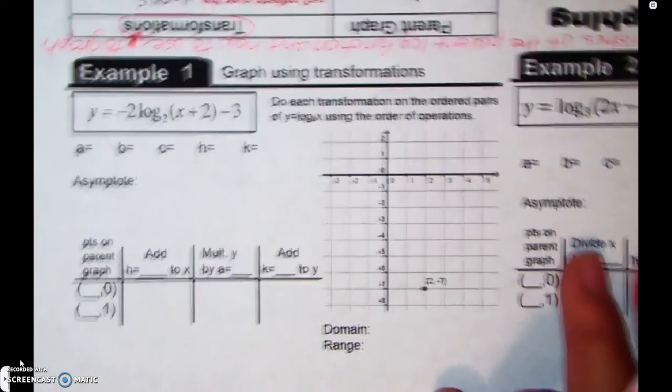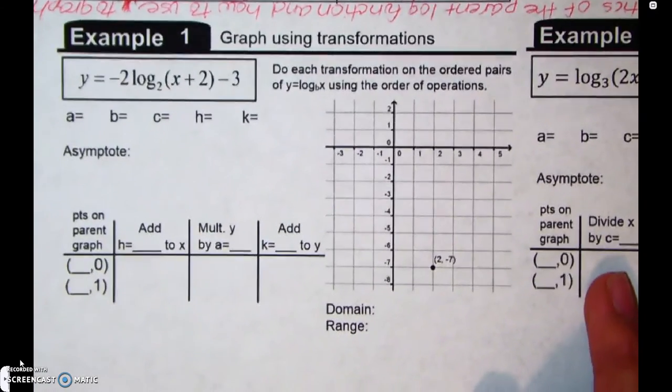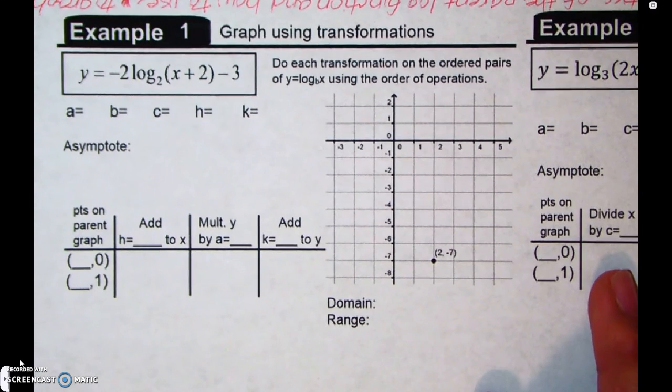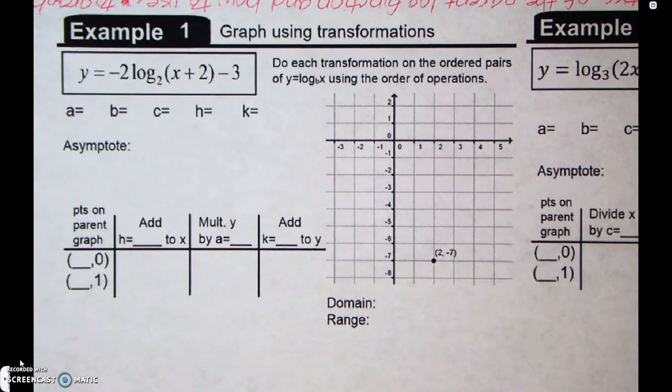So go ahead and turn to example 1. The first example I'm going to do just by myself, okay? You're going to follow along. That will be your example to follow. And then example 2, you're going to do it with your partner. And then example 3, you're going to do it on your own. Okay, so let's look at this.